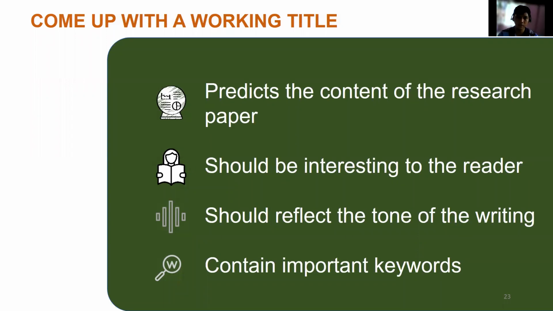And once you have a topic, you should now come up with a working title. A good working title should predict the content of the research paper. Isa lang kabasa sa title, you already know what the research paper is about. It should be interesting to the reader. And one way that it is interesting is if it addresses a certain issue that's going on, especially now in the new normal, right? We are experiencing a lot of challenges, so people are looking for solutions to these problems.